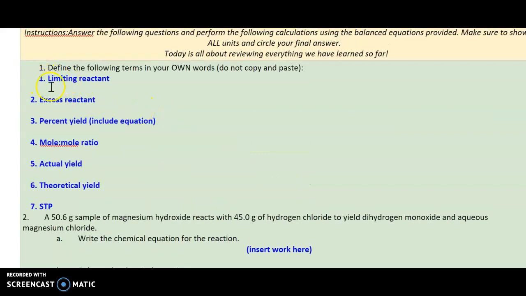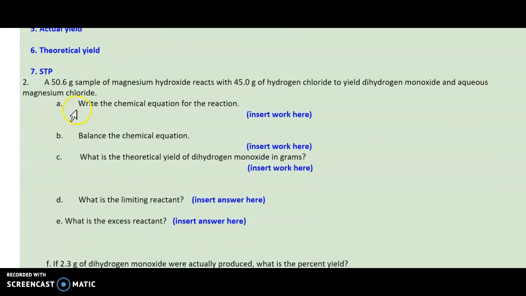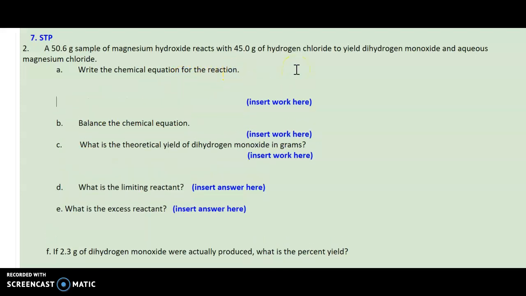Okay, so for all of these ones, you're just typing in your response here. What are these in your own words? I think you kind of got that. This next one's pretty tricky, just because it's review in a way.